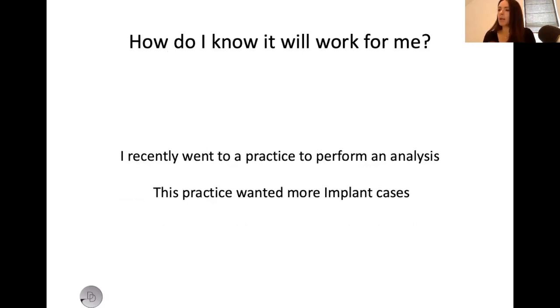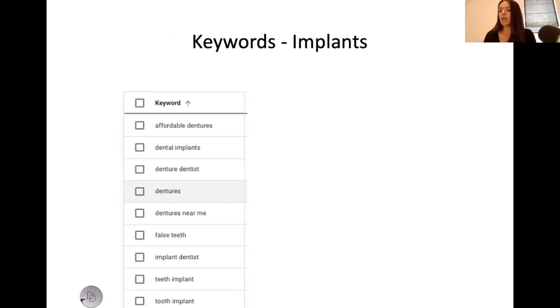So I recently went into a practice actually to do this analysis. I'm going to break it down for you so you've got an idea. So, like I said, the first thing that we want to do is work out how many people are searching for your services in your area, because there's no point in trying to get new patients if people aren't searching for your services. The next thing we do is we work out the 10 most popular keywords or key phrases that people are searching for.